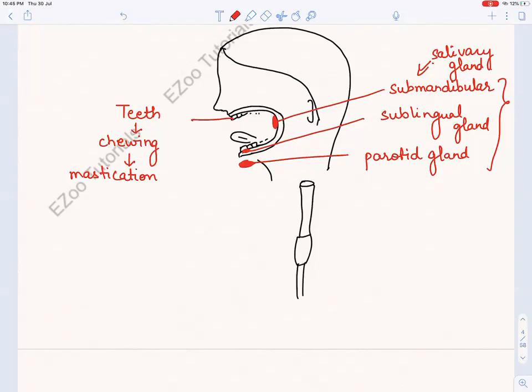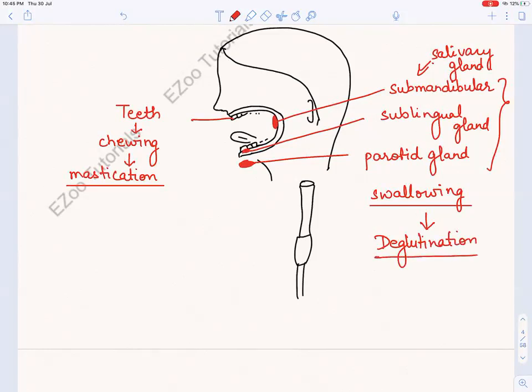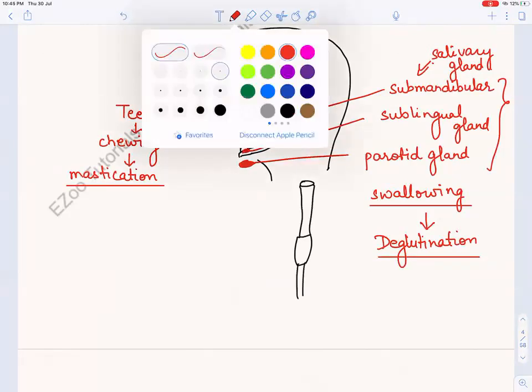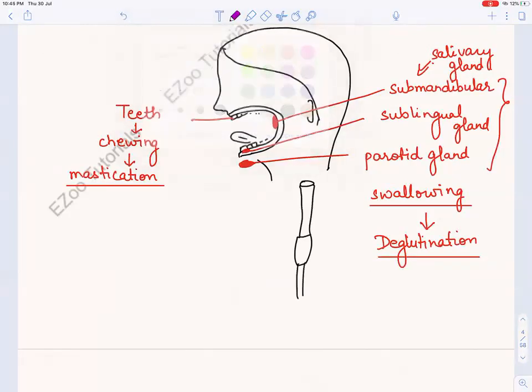Just enjoy today's session. Now, when we eat the food, after eating, what do we do? We swallow the food. I gave you a very fancy word for chewing. Now I'll give you a very fancy word for swallowing. That is deglutination. Another fancy word, please remember this word. Now, the food we ate becomes a rounded ball-like structure.